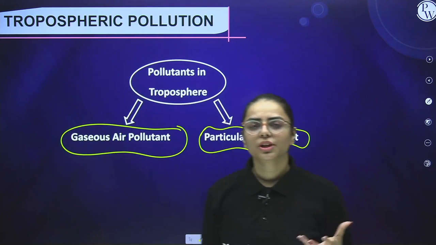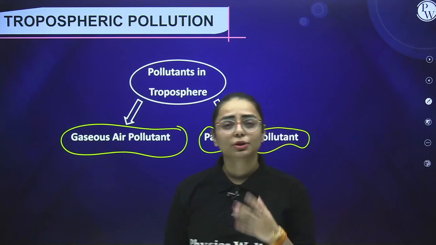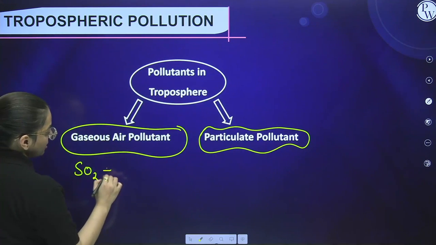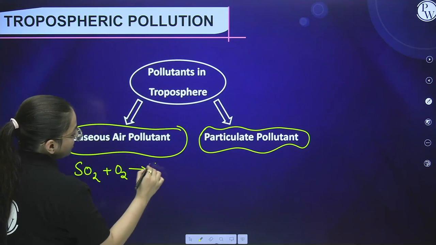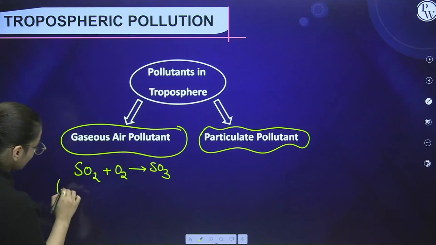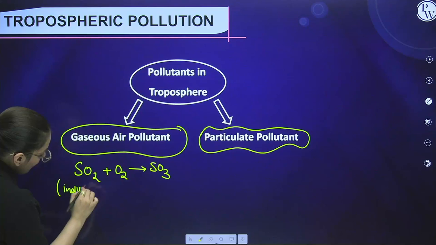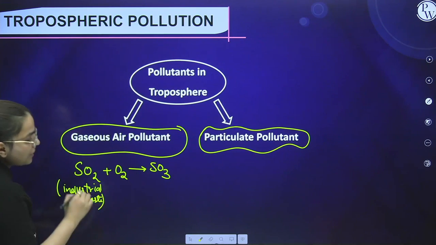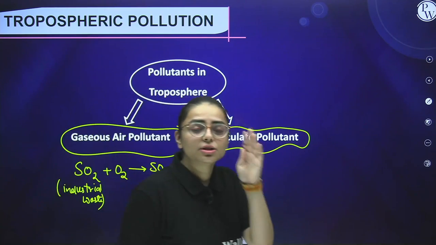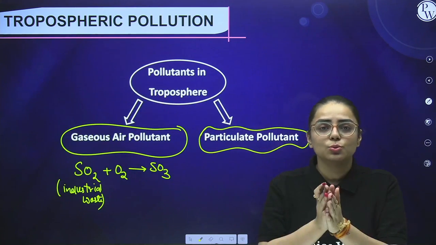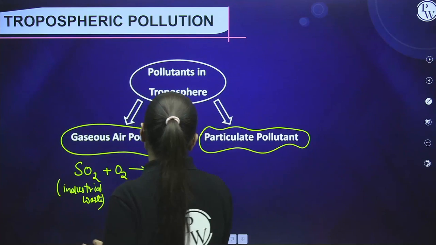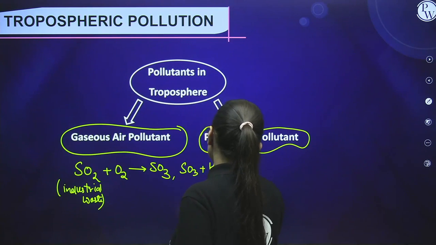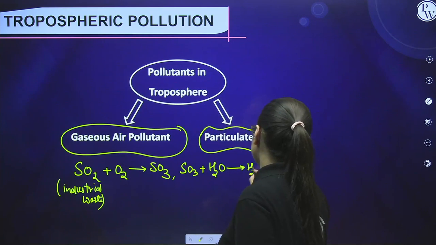If I talk about gaseous pollutants, let us take an example. SO2 is seen from industrial waste. When it reacts with O2, it forms SO3, and SO3 on further combination with H2O forms H2SO4.